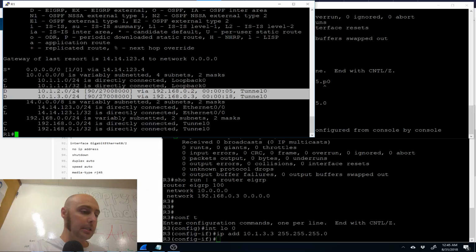Remember that all links command, show IP EIGRP topology all-links. It will show you all of the prefixes you're learning via EIGRP, even ones that don't satisfy the feasibility condition.